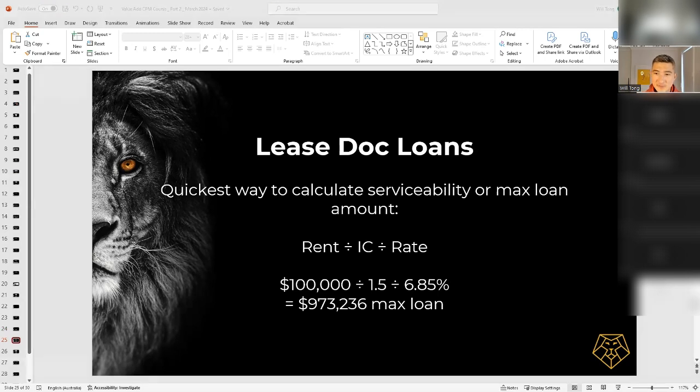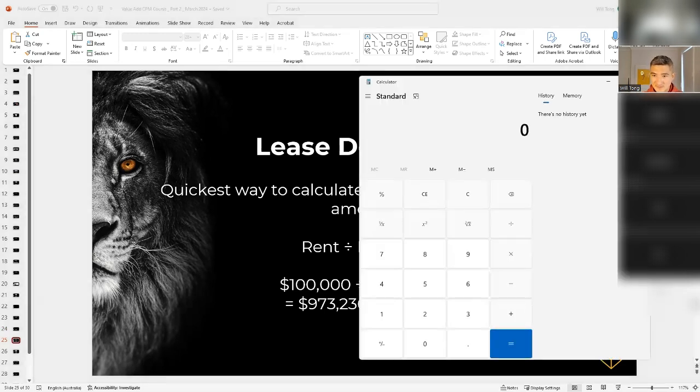I'll give you another example. Let's say you've found a row of shops. There are 6 shops. One of them is vacant, but there are 5 tenants, and each tenant is paying you $10,000 in rent. So that means your current rent is $50,000.